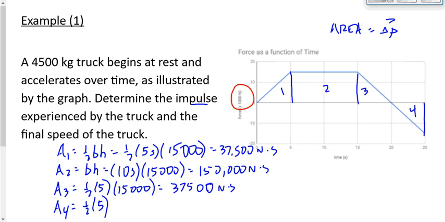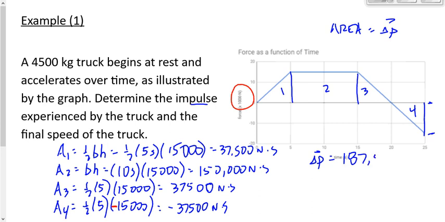The height of this is also 15,000. We go from 0 to 15,000 down below the x-axis. But we're going to make sure we make this one a negative value because it's below the x-axis. Don't forget that. That gives us negative 37,500 Newton seconds. We add all these up. The total impulse ends up being equal to the total area, which is positive 187,500. We're going to round that to 2 digits. And we end up getting positive 1.9 times 10 to the 5 Newton seconds.